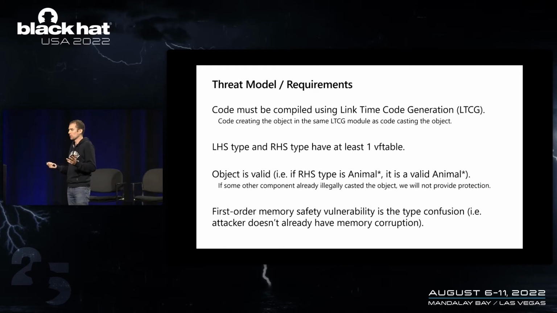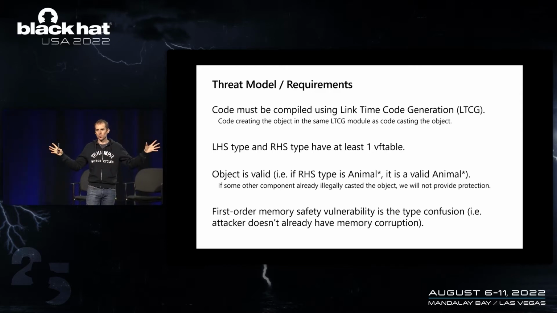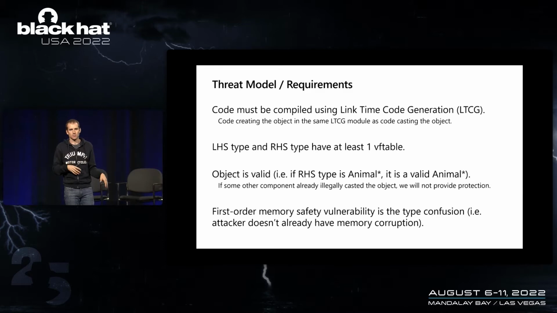So CastGuard has a few requirements that it's useful to discuss before we talk about how the mitigation works, just so you aren't left wondering. The code needs to be compiled with link time code generation, because we need a full world view of all the code in the binary to actually understand all the different objects in play and all the different casts that are going on. The objects obviously need to have a vtable, because that's the identifier that we're using.